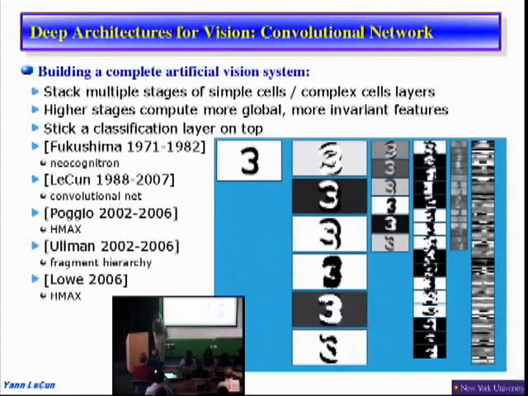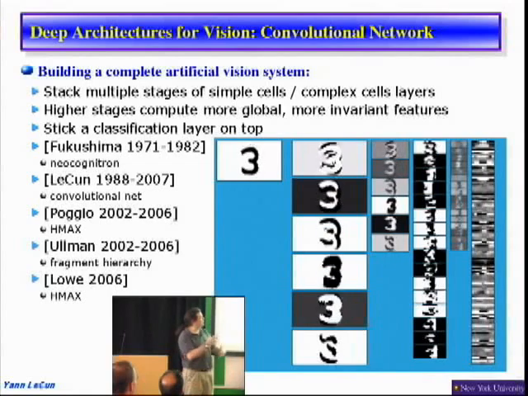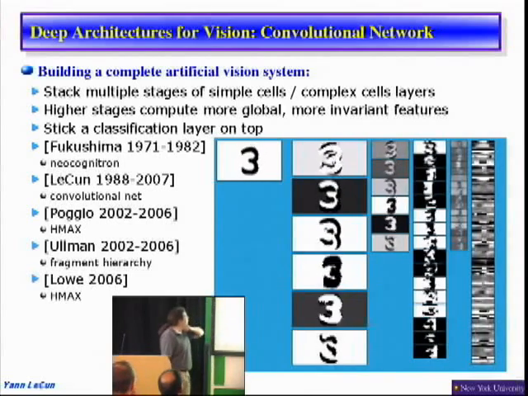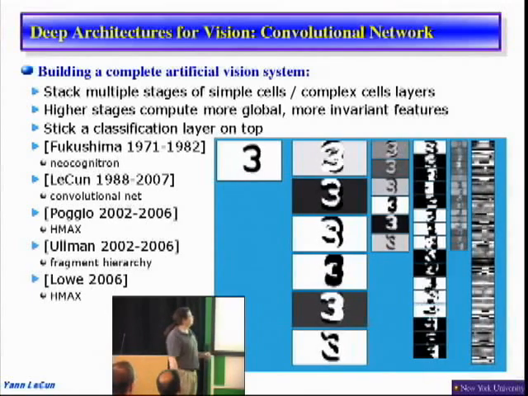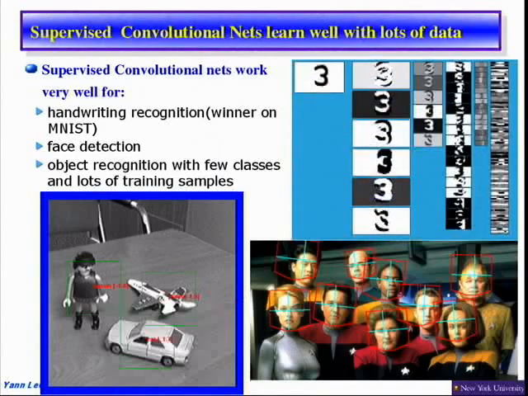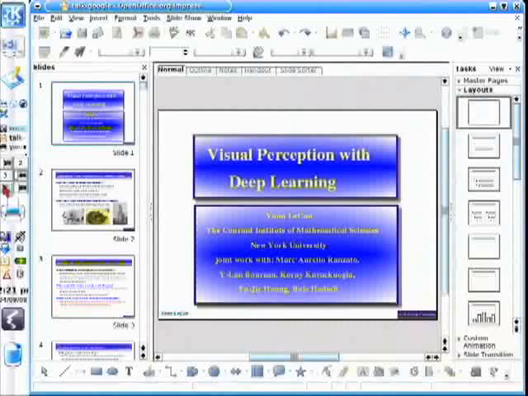People have built and simulated systems like this since the 70s, Fukushima with the neocognitron, and I've been working on this since the 80s. Tony Poggio has a similar model he calls HMAX, which he's been working on for the last few years as a model of the visual cortex. Shimon Ullman has similar models, but with very different learning algorithms. Poggio also used completely different learning algorithms. David Lowe has also been working on similar models inspired by Poggio. With this, we can do all kinds of cool things like object recognition and face detection. Let me show you a demo of this, just for face detection.